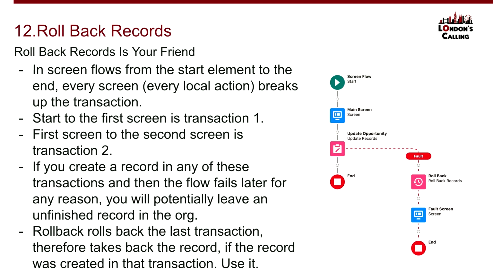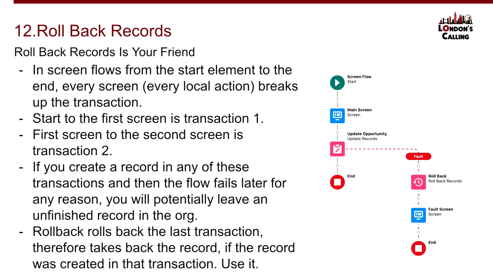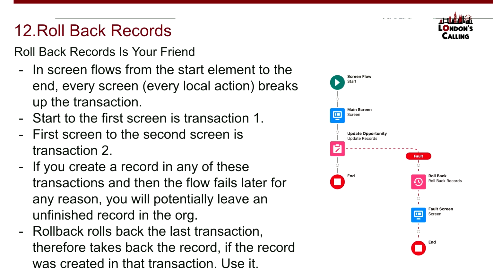So rollback records. Rollback records we have only inside screen flows. Now in screen flows, the transaction logic is quite interesting. Everything between two screens is one single transaction. The transaction kind of automatically splits when you go to that next. So start to first screen is one transaction, first screen to second screen. And there are also some local actions that break the transaction as well.